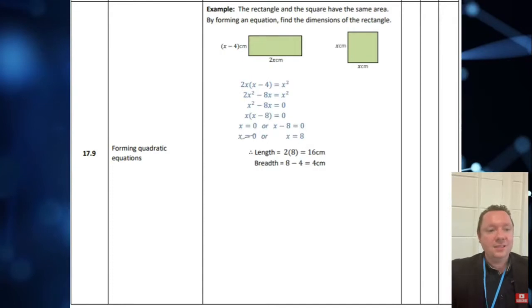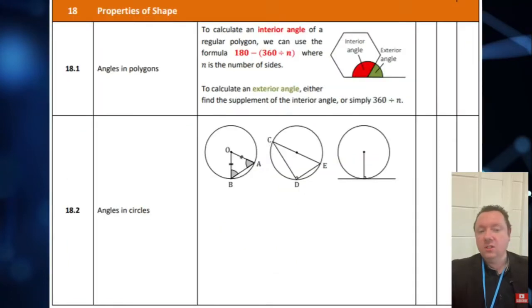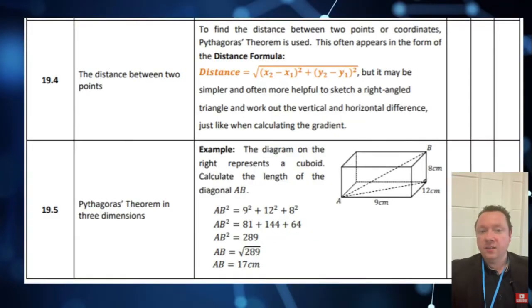them. As discussed with the next one, nature of the roots, probably out, but here is what may be in if it isn't at all. Angles and polygons and circles is in. Converse of Pythagoras, Pythagoras' theorem in circles is in. Using the distance formula, working with Pythagoras in 3 dimensions.